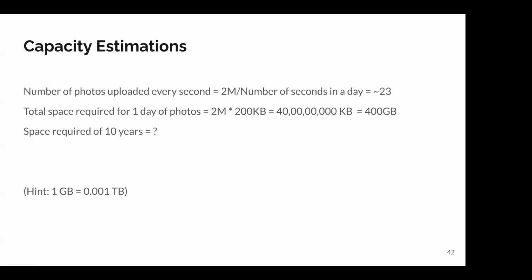How I got this number is 2 million divided by 24 into 60 into 60, the number of seconds in a day. That is, I'll get around 23.14. And for 1 day of photos, I will need some space. I said that 200 KB is the space that I need for one photo. So 2 million photos into 400 KB would be around 400 GB.